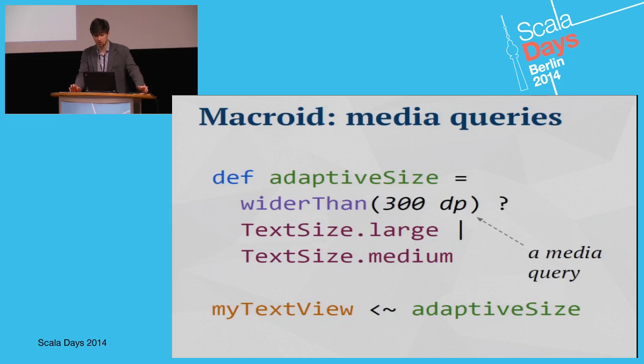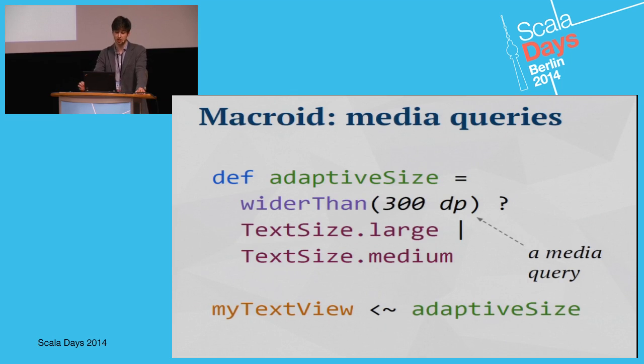Okay, so we also talked a bit about the adaptive thing. All Android devices have different screen sizes, and you can also use them in different orientations. What Android gives you is that you can define different versions of your XML file and put them in different folders. But that's not really composable. What Macroid offers is a thing called media queries, which is inspired by CSS media queries, and you can define very small adaptive pieces.